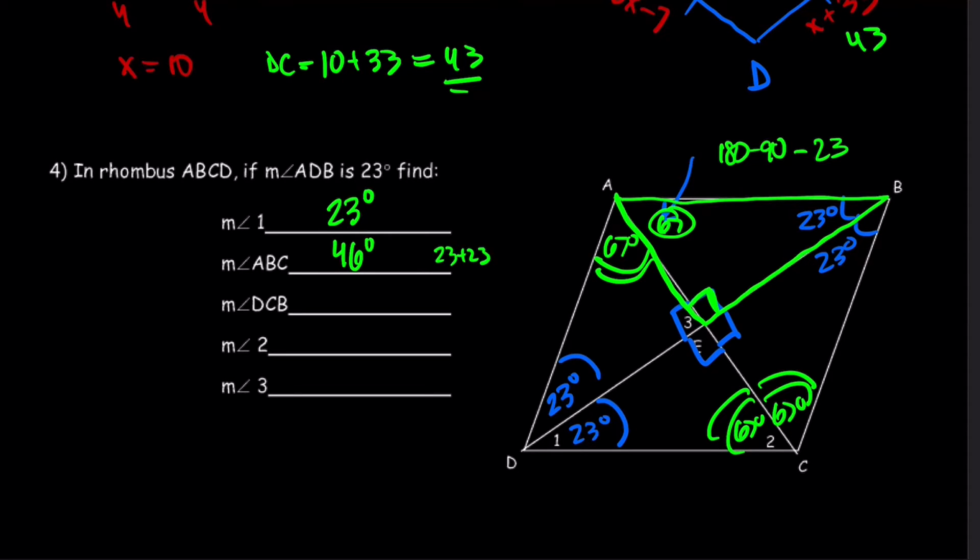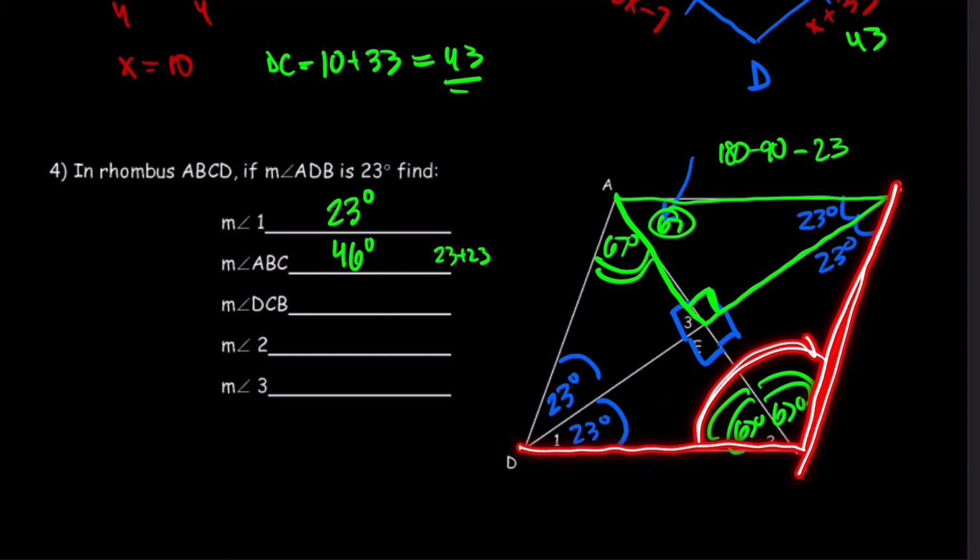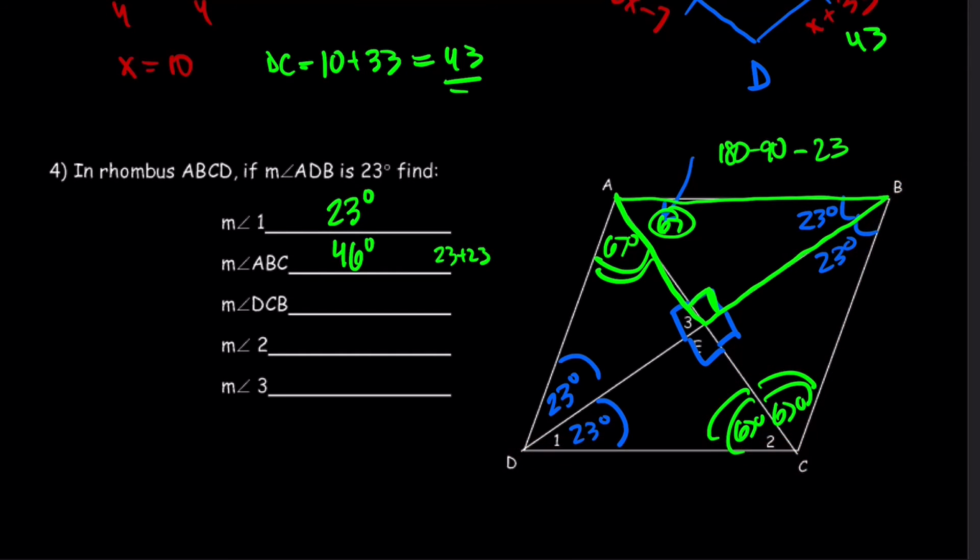Measure of angle DCB. So that's going to be this whole angle, which is 67 plus 67. That's going to give me 134. Measure of angle 2 I already got is 67. That's labeled in the figure. Measure of angle 3, 90 degrees.